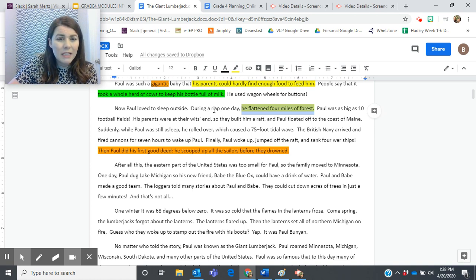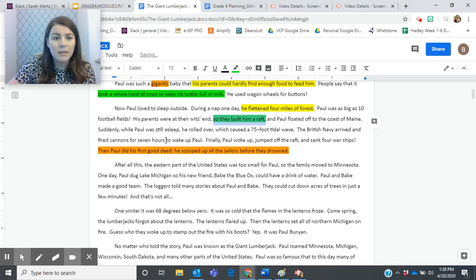It also seems like his parents were a little upset or a little frustrated about all of the chaos that Paul was bringing. So they built him a raft and he floated off the coast of Maine. That to me seems like an attempt to resolve. They were trying to help Paul sleep by building him a raft so that he wouldn't flatten any more forests.